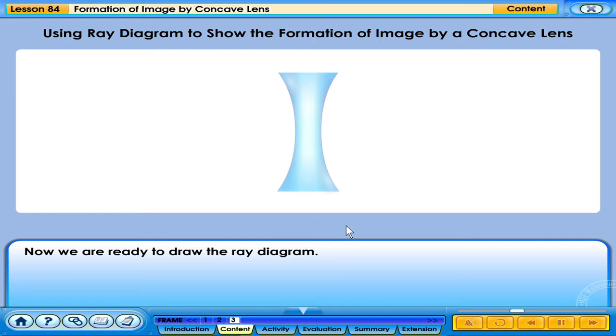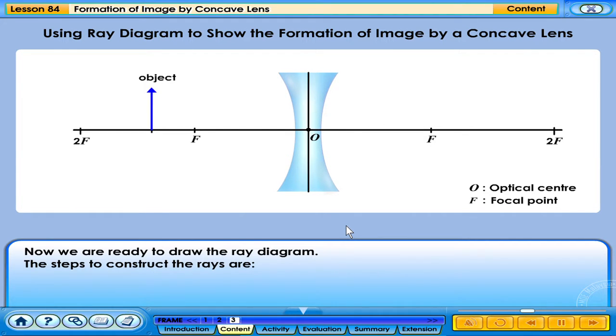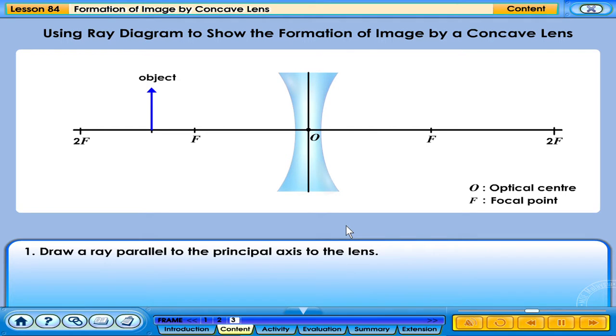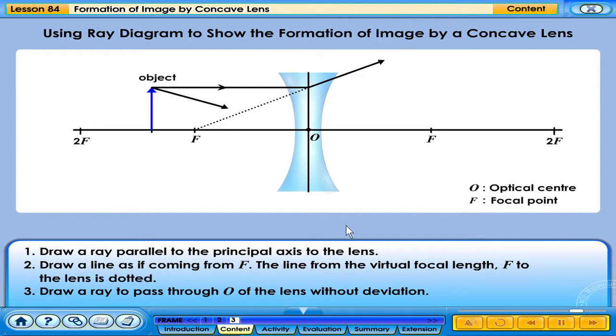Now, we are ready to draw the ray diagram. The steps to construct the rays are: 1. Draw a ray parallel to the principal axis to the lens. 2. Draw a line as if coming from F. The line from the virtual focal point F to the lens is dotted. 3. Draw a ray to pass through O of the lens without deviation.